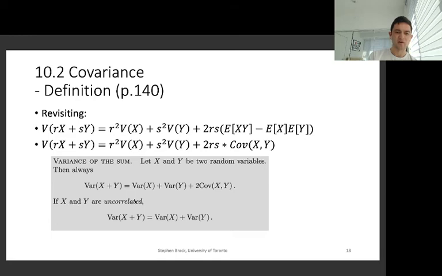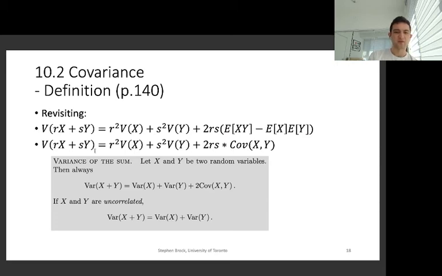And if x and y are uncorrelated, then the variance of x plus y is equal to variance of x plus variance of y. So our intuitive definition only holds if x and y are uncorrelated. What that means is that the covariance of xy is equal to 0. And when that's equal to 0, then these terms cancel out.